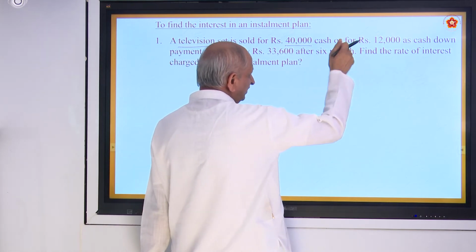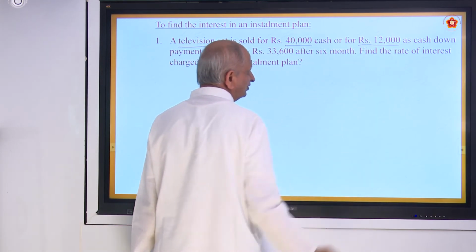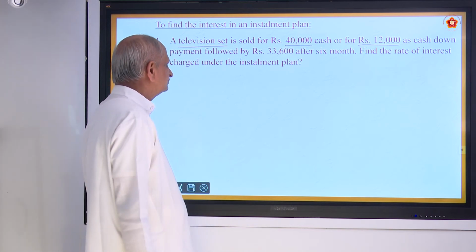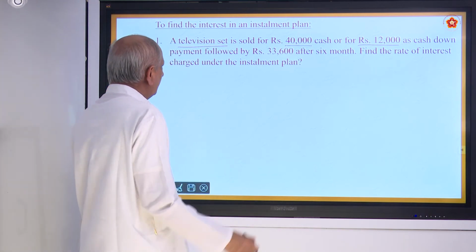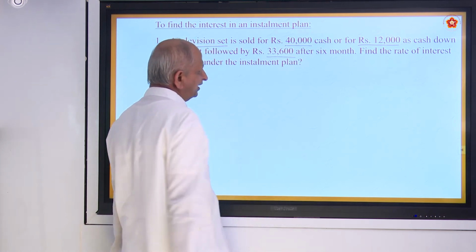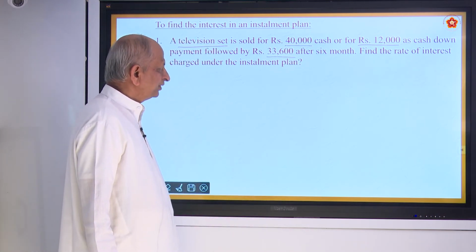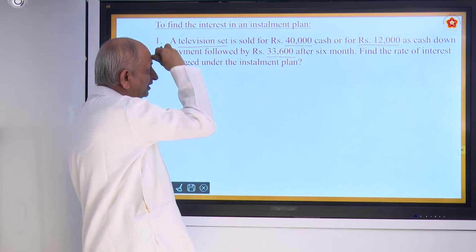But most of them cannot give the cash once for all. What do they do? They give 12,000 rupees as cash down, and it is followed by 33,600 after 6 months. Find the rate of interest charged under the installment plan.